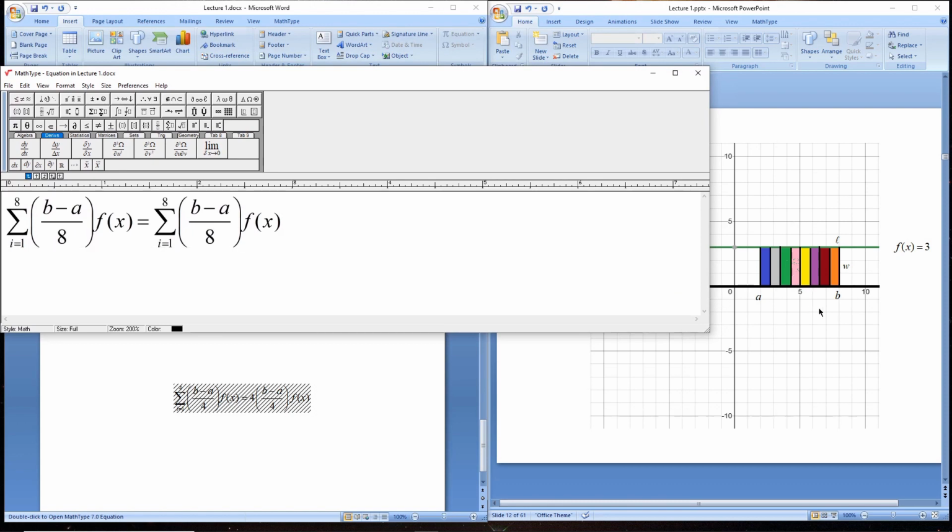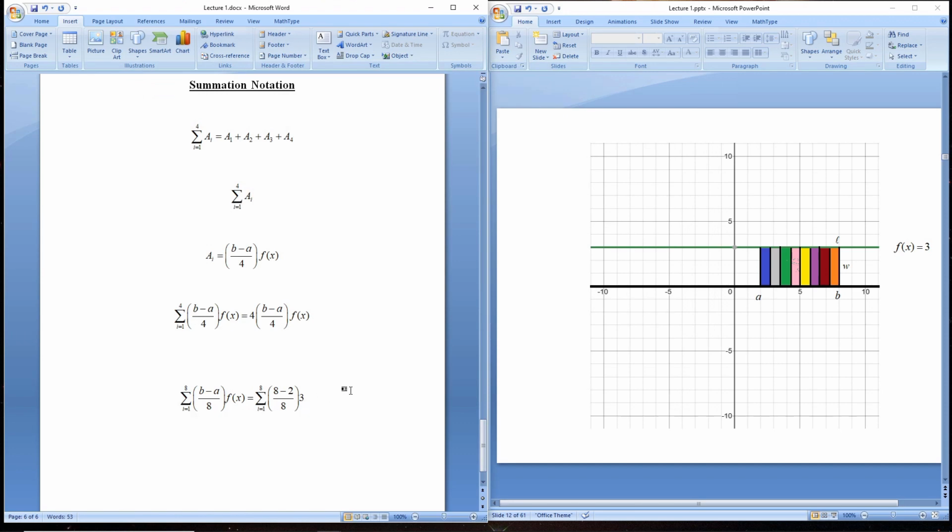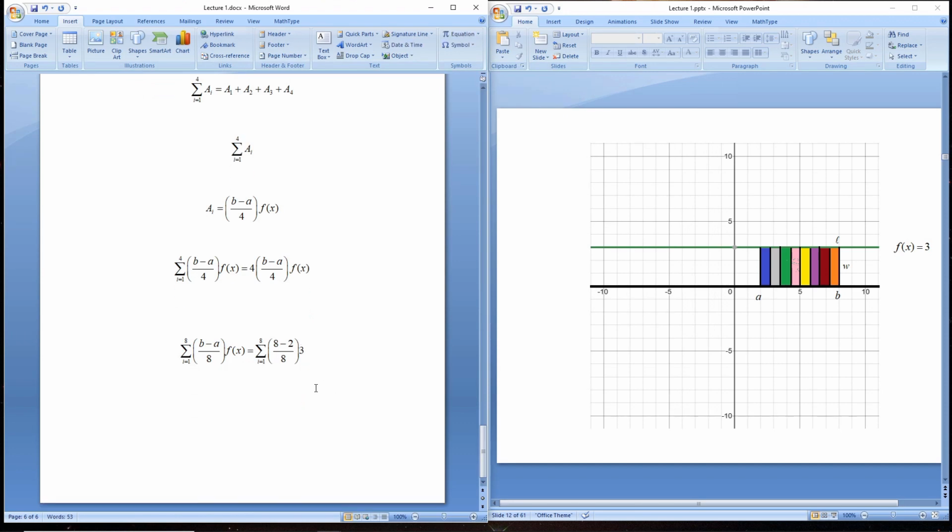Well, if we look at the graph, I'm saying b here is at 8, so b is 8. And if we look at a on the graph, I'm marking a here as 2, so a is 2. And if we look at the function value, the function is always 3, so we can replace the function here with 3. And this is our expression that we're actually going to be iterating. So let's do that.